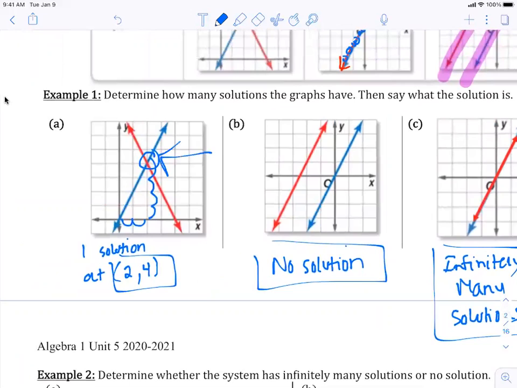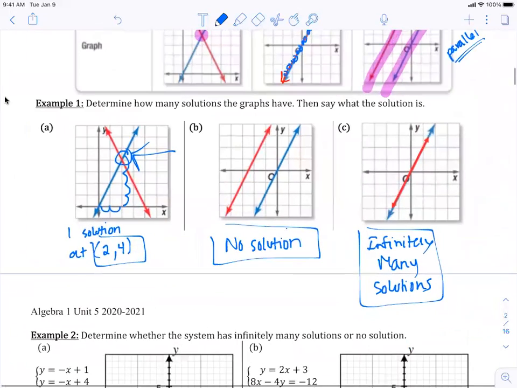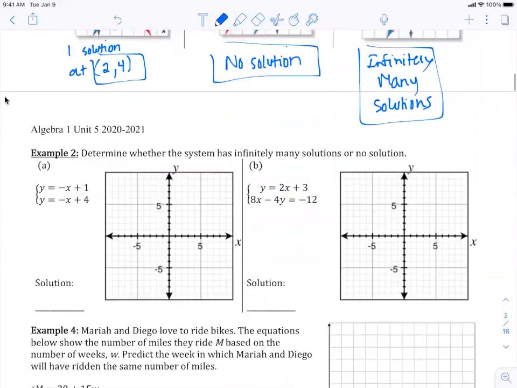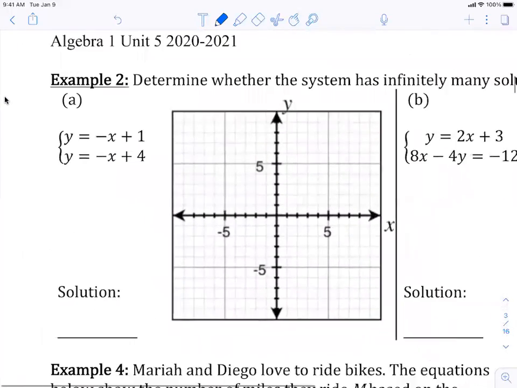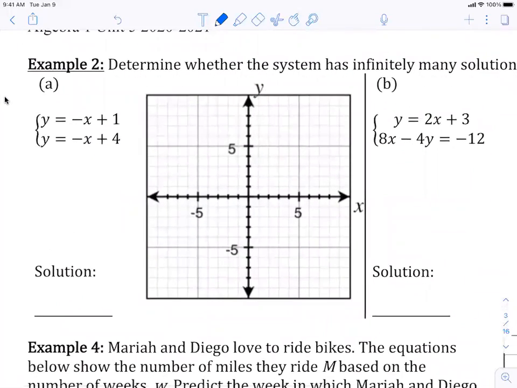Typically, I will say we don't deal with as many no solutions or infinitely manys, but we're going to go through and start to see what the answer is. So let's do an example.